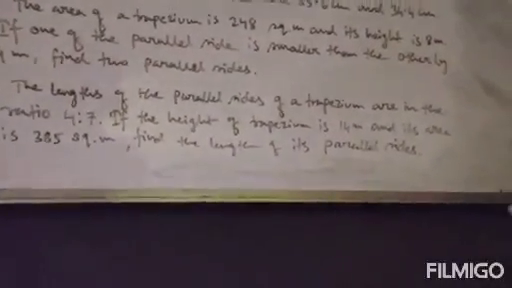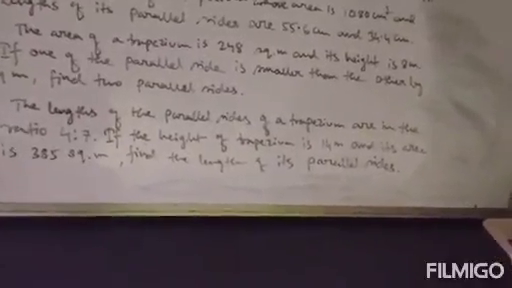Next, last question, question number 11. The last question from this worksheet. Question number 11 says the lengths of the parallel sides of a trapezium are in the ratio 4:7. If the height of the trapezium is 14 meters and its area is 385 square meters, find the lengths of the parallel sides.